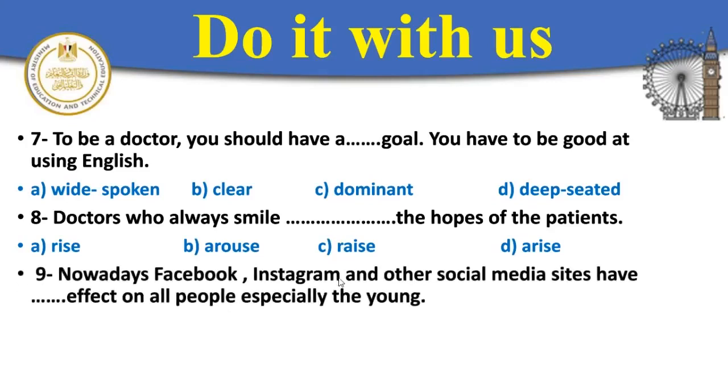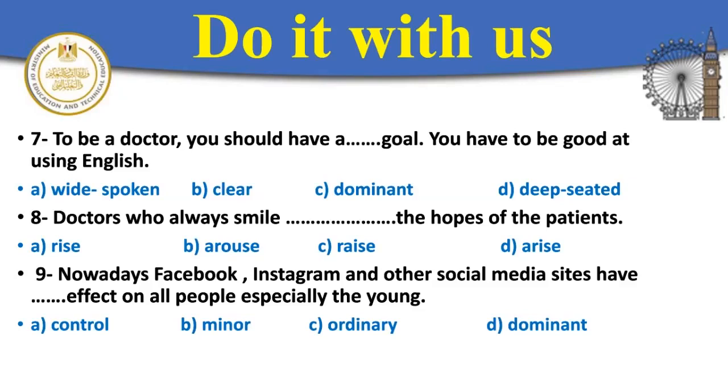Bring it out. Nowadays, Facebook, Instagram, and other social media sites have a blank effect on all the people, especially the young. What kind of effect here? Control, manual, ordinary, or dominant? Okay. Control effect? It's not good. Manual? It's not that. Ordinary? It's very low. Do you think it's ordinary? So what's the most important one? Yes, dominant. An important effect on all the people, especially the young. Dominant here means the important one.